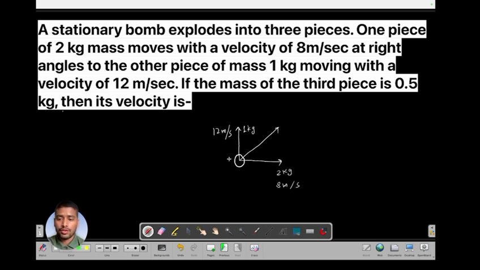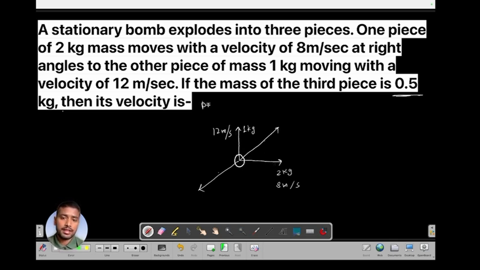as well. So by common sense we can say that the last piece, the 0.5 kg piece, would have gone somewhere in this direction, and these two should balance out in such a way that their net momentum is 0. So let us find the momentum of these two.